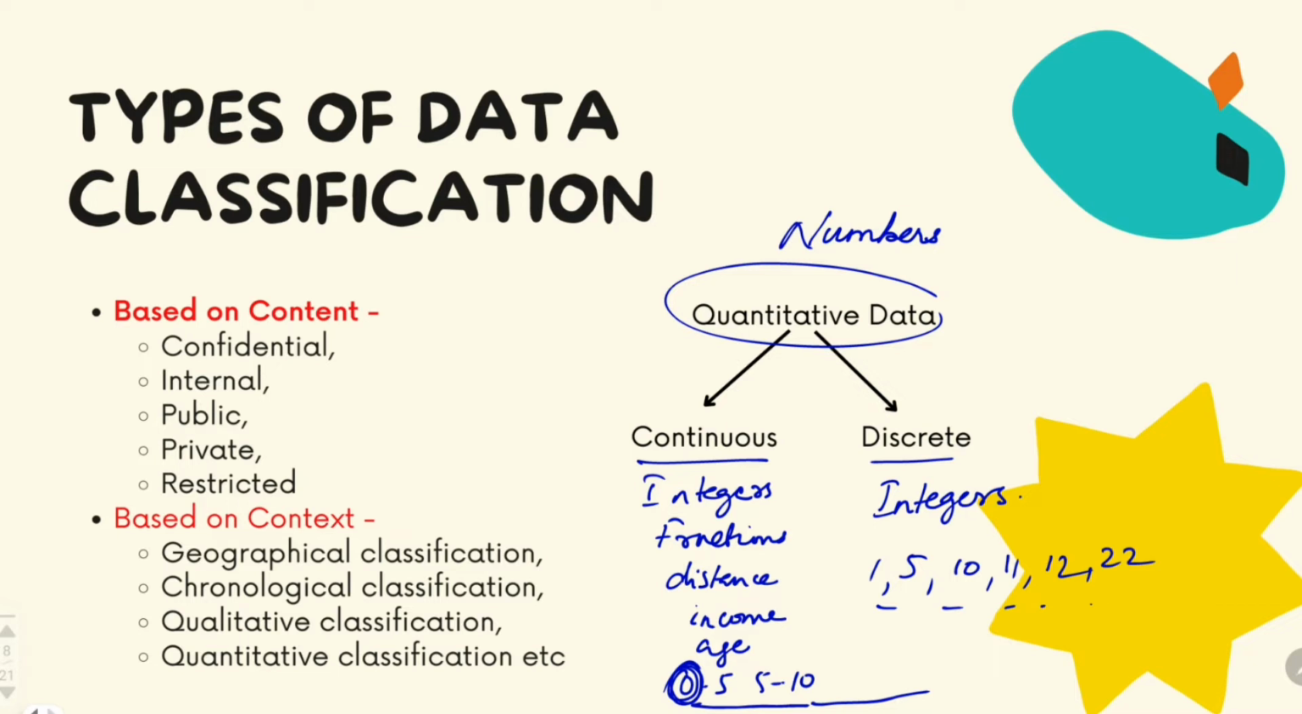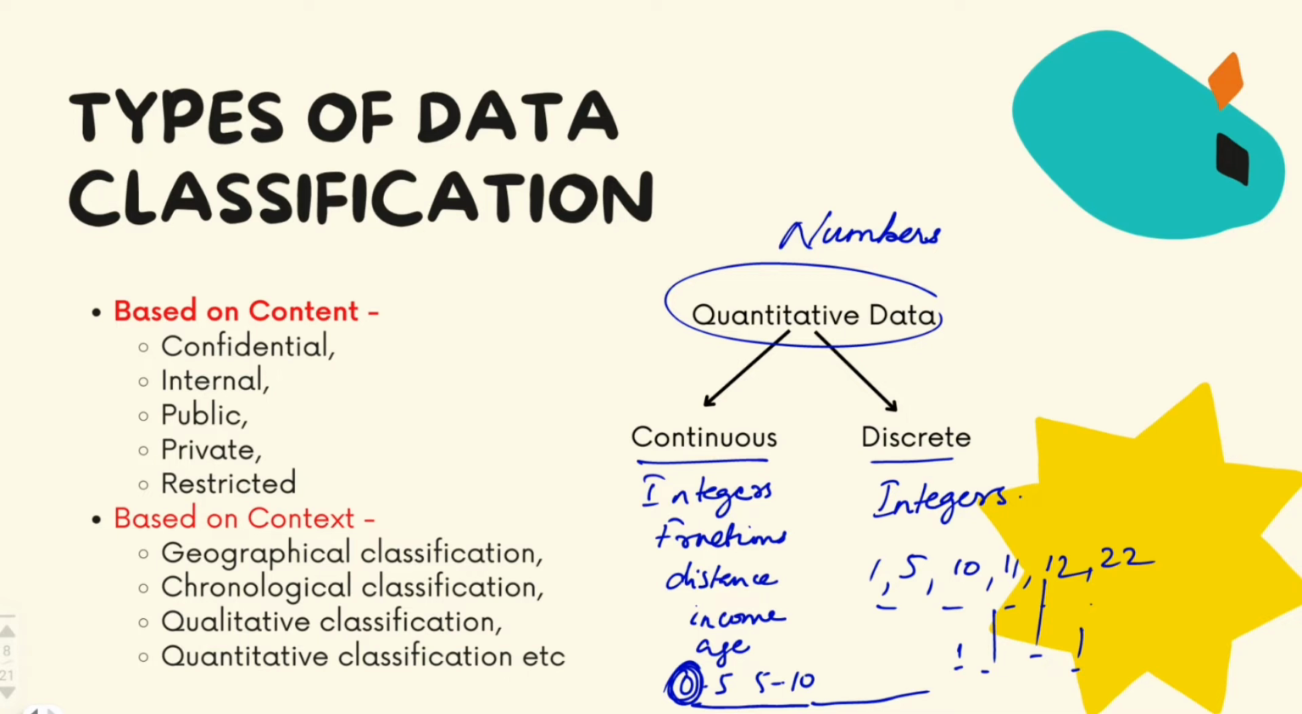There is no break point. Whereas in discrete, it's like there is a 1, then there's a 5, then there's a 10, then there's maybe 11. So the values are actually distinct, they are broken. Whereas in continuous, it's all a continuous stream. Okay, so that is the two types of data.